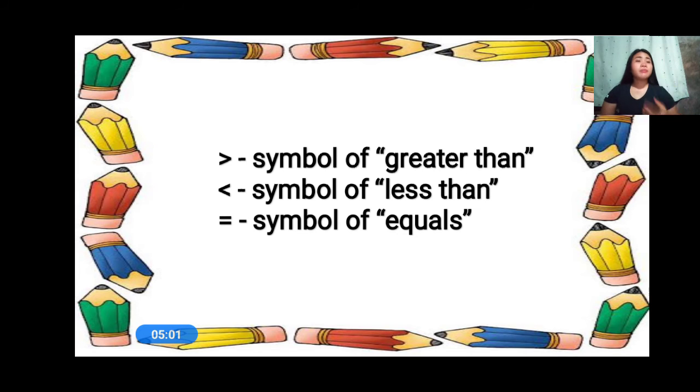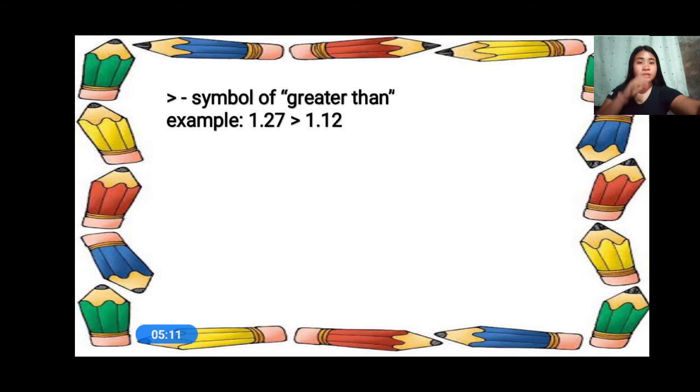Okay, so I'm going to show you some examples of comparing decimals using greater than, less than, and equals. Okay, so in greater than, the example is 1.27 and 1.12. Now, the number 1.27 is greater than 1.12. That's why we are going to use greater than like this. Okay? Do you understand me?